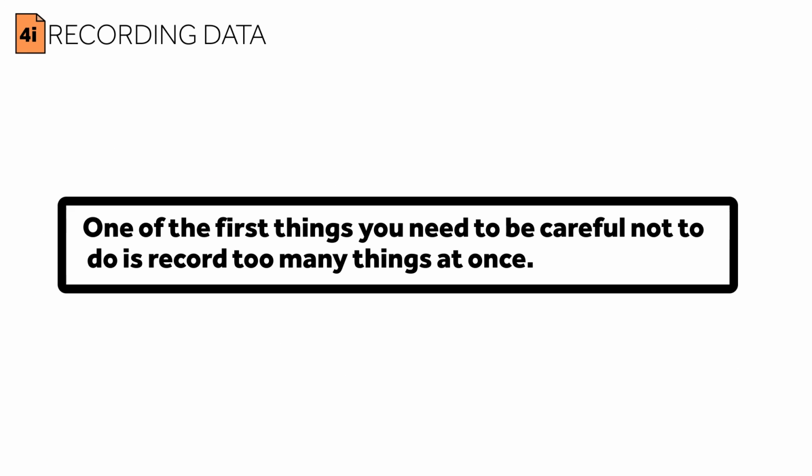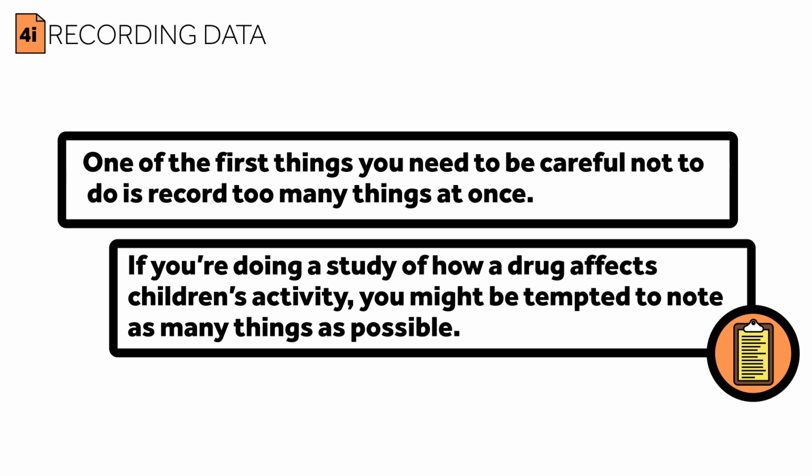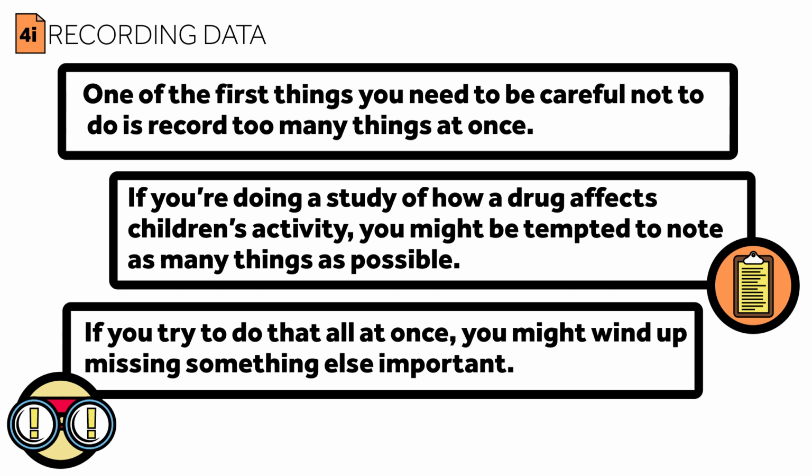One of the first things you need to be careful not to do is record too many things at once. For instance, if you're doing a study of how a drug affects children's activity, you might be tempted to watch them and try and note as many things as possible. You might want to record how much they run around, how many other kids they talk to, how fast they're moving, how much they get up and down. If you try to do that all at once, you might wind up missing something else important.